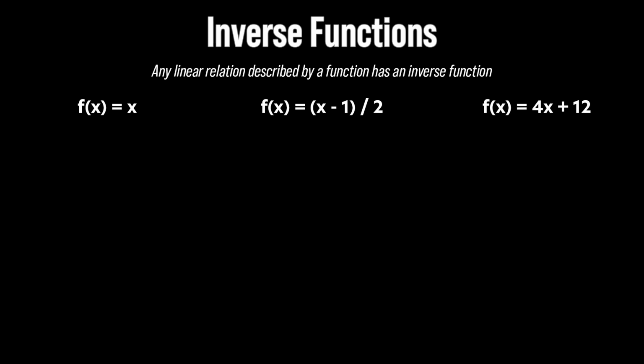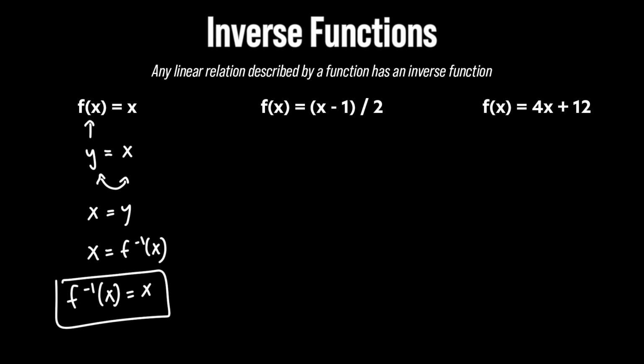The first step is you're going to take the original equation and replace f of x with y. So we're going to have y is equal to x. Then you're going to swap the y and x variables. So it's going to be x is equal to y. Then you isolate for y, but we've already done that. And finally, you replace y with f inverse of x. We see that the inverse function of x is still x.